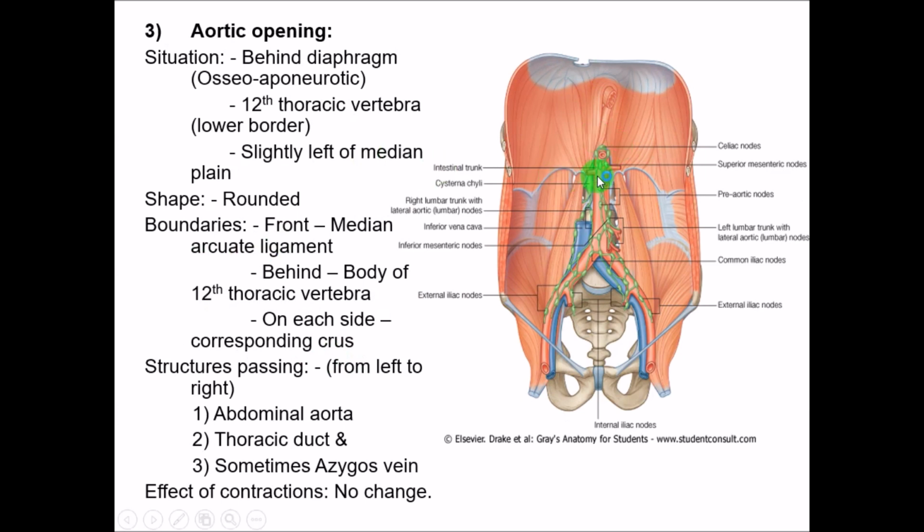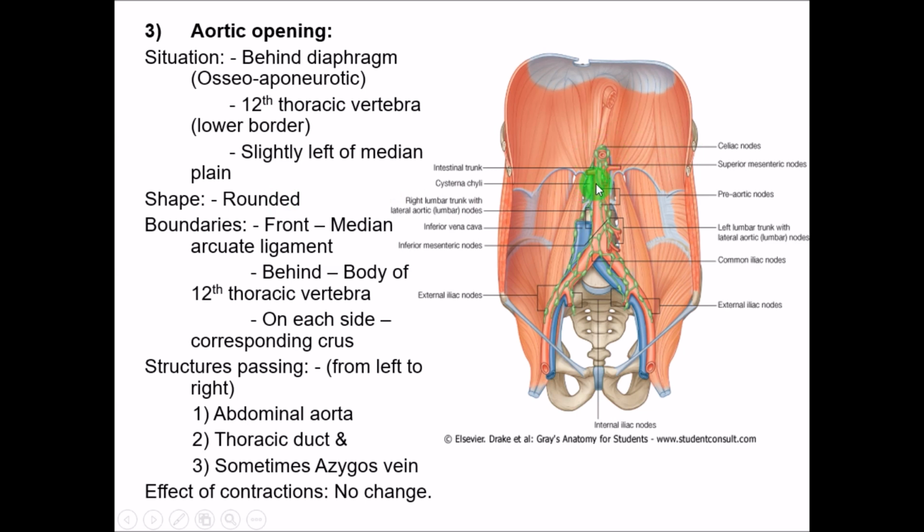So it forms an osseo-aponeurotic opening: partly aponeurosis, and behind will be the bone itself. It opens, as I said before, at the 12th thoracic vertebra, at the lower border, and lies slightly left of the median plane, but once it enters it comes into the midline, almost in front of the vertebra itself. Shape: it is almost rounded. Boundaries: in front we have the median arcuate ligament, as we have already seen.